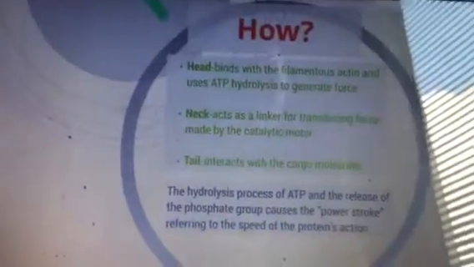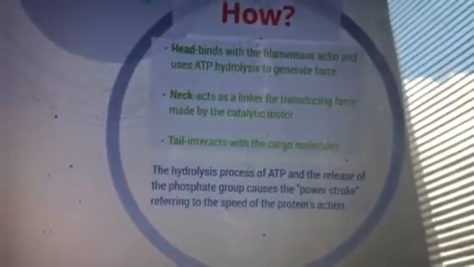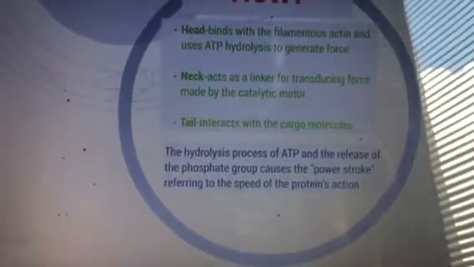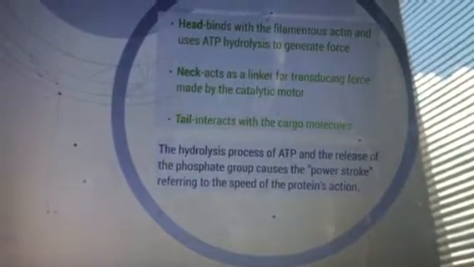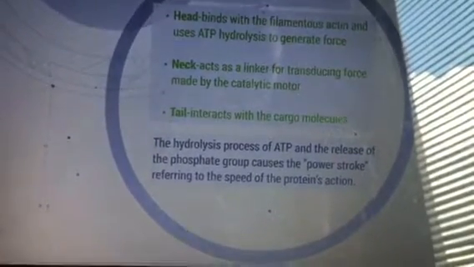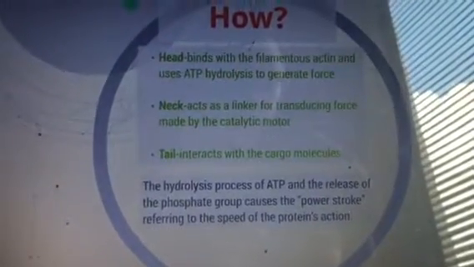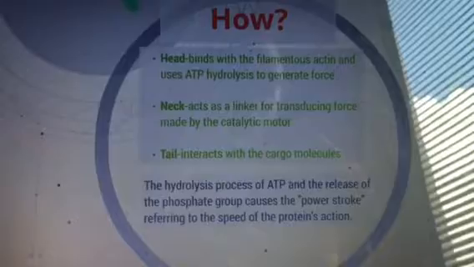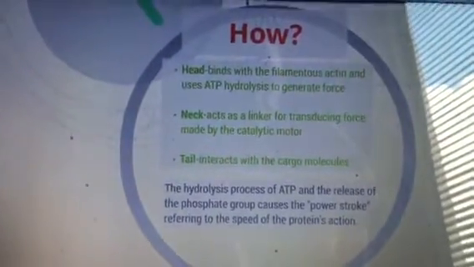So this whole thing is put together by the hydrolysis process, which uses ATP in the release of a phosphate group, causing a power stroke, also known as the arm, referring to the speed of the protein's action. So this process determines how fast the protein is going to act upon the actin.